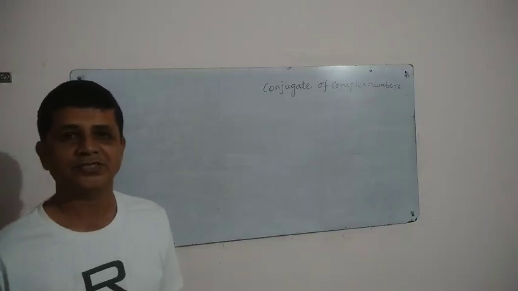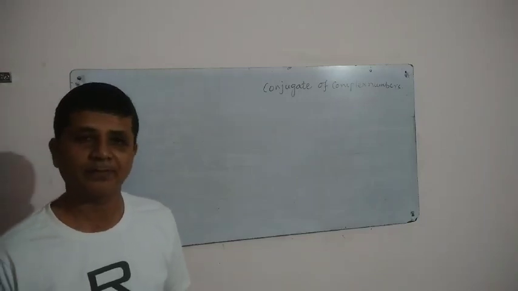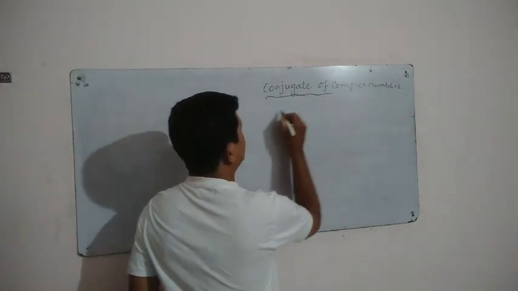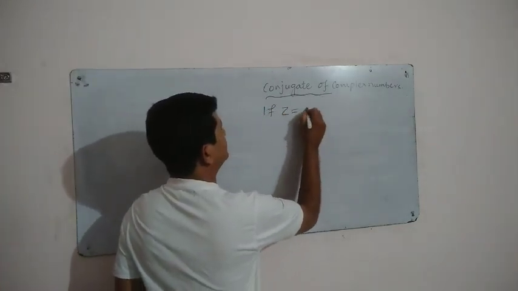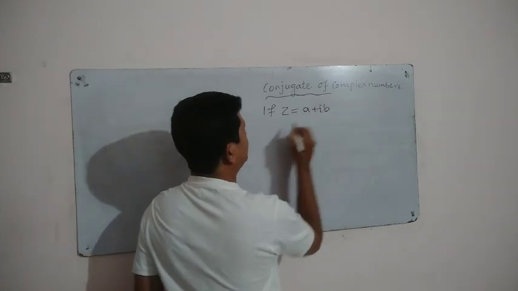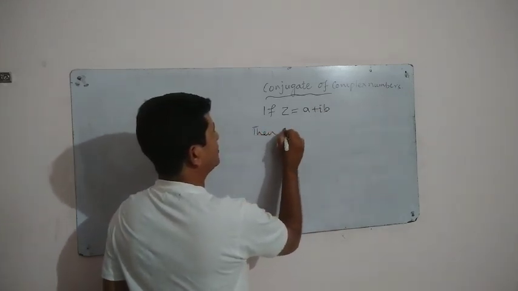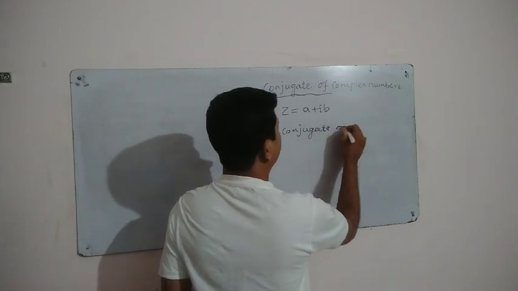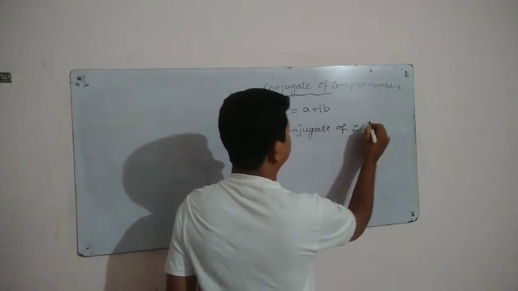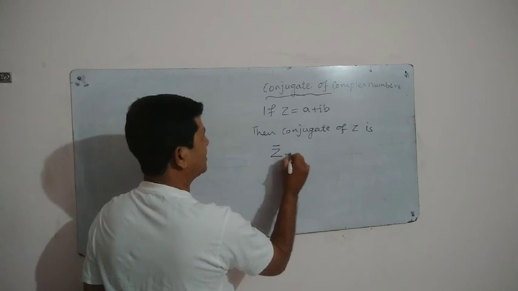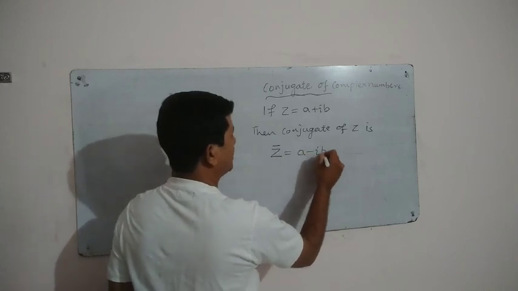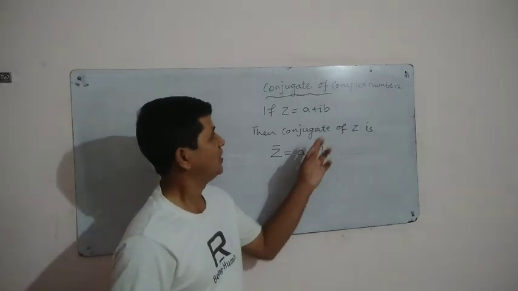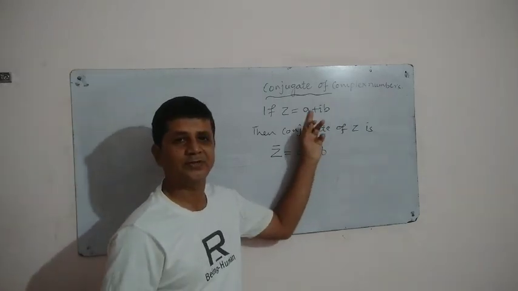Today we will discuss how to find the conjugate of a complex number. If z is equal to a plus ib, then the conjugate of z, z bar, is equal to a minus ib. What is the difference between z and its conjugate? Only the sign of the imaginary part will change.